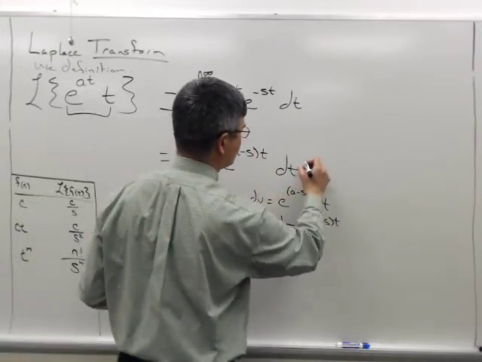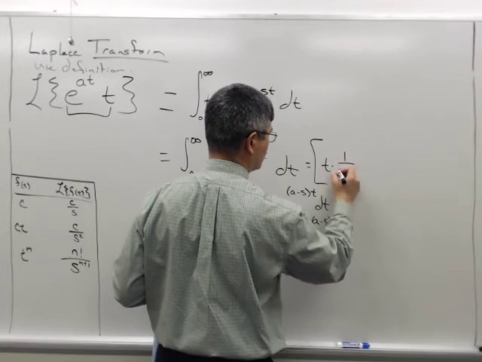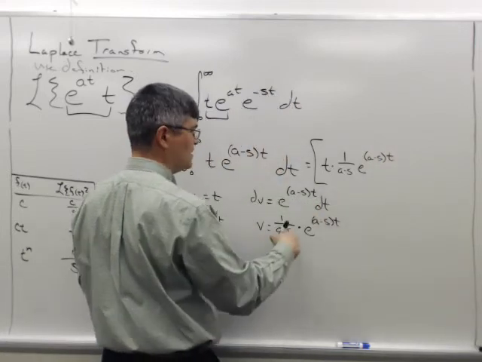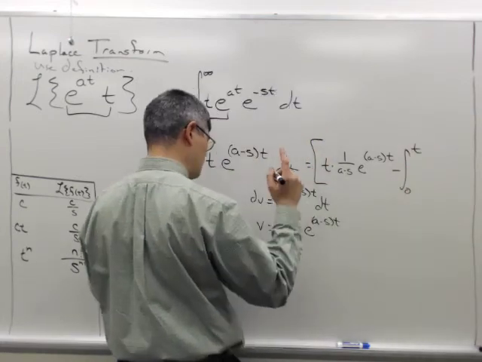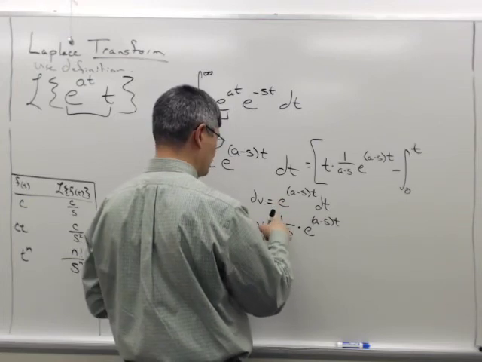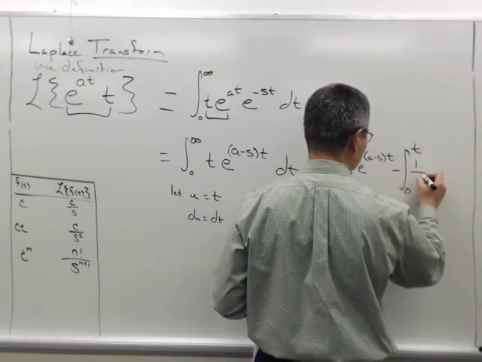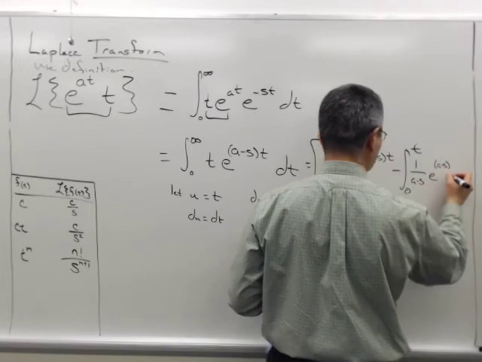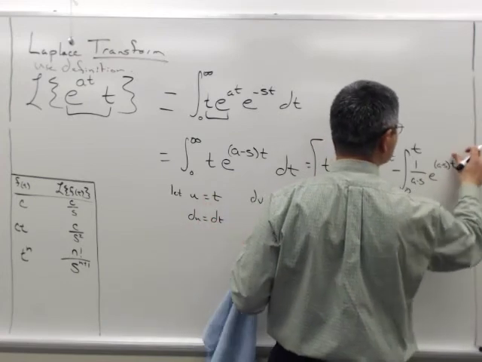So then this whole thing becomes uv, so this is t times 1 over a minus s e to the a minus s t. That's uv minus the integral from 0 to infinity of, and I will remember to change the variable, I always forget to change the variable, v du. So this is 1 over a minus s e to the a minus s t du. Oops, I will remember to change the variable.